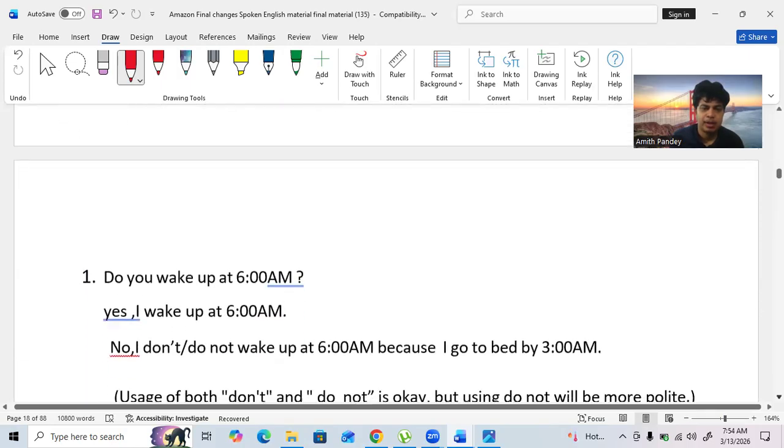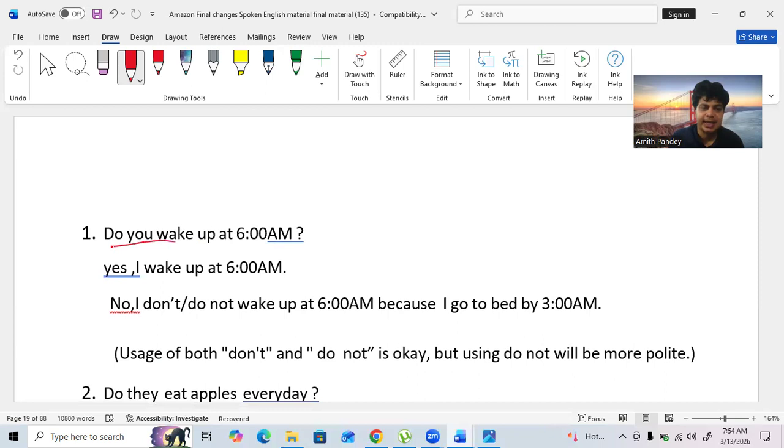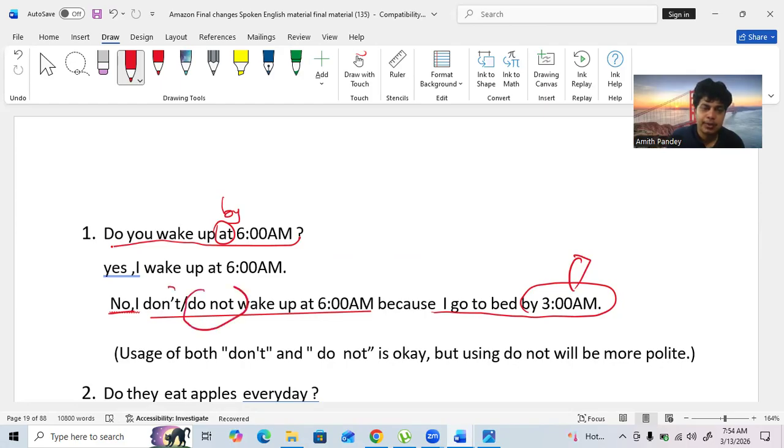Here we go. Do you wake up at 6 a.m.? It means not only 6 a.m.; by 6 a.m. also you can say, or between 6 to 7. So in case somebody asks, do you wake up? It means he or she is asking about your regular activity. So you can say, yes, I wake up at 6, or I wake up between 6 to 7, whatever it is. Or in case you have to say no, then you can say, no, I do not wake up at 6 because I go to bed at 3. It means I wake up late.